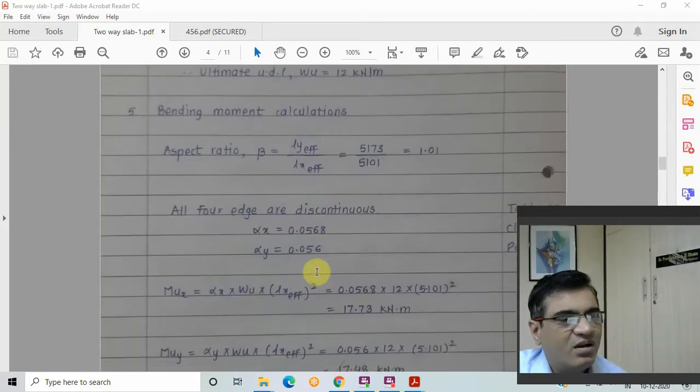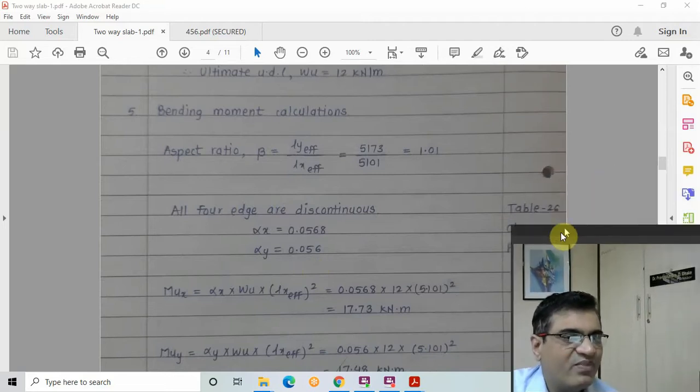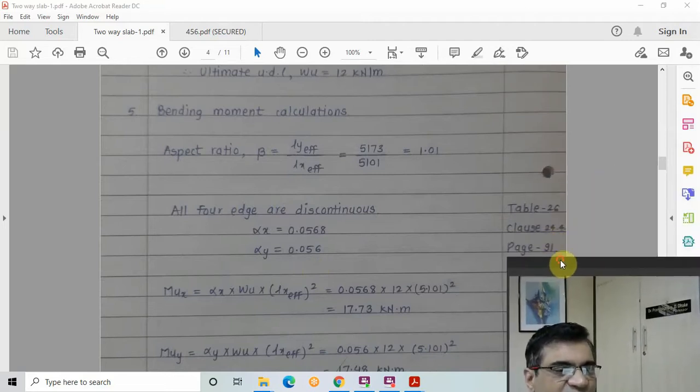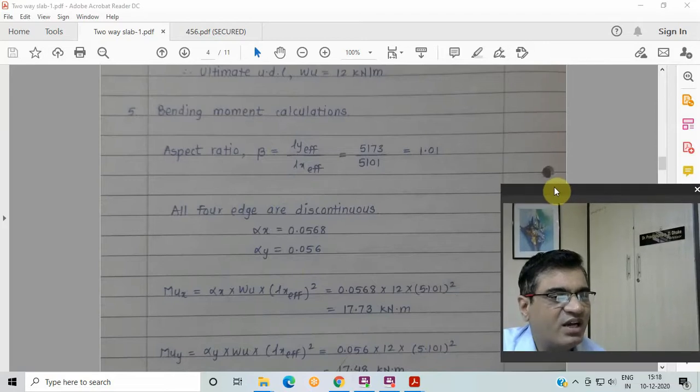Now after load calculation, it is necessary to calculate moments. Since it's a two-way slab, we have to calculate two moments. One is along x direction and the second one is along y direction. So for that we need the aspect ratio. We'll consider beta as the aspect ratio, which is nothing but the ratio of long span to short span. So Ly effective divided by Lx effective. In the previous step we already calculated the effective spans, and the aspect ratio is coming as 1.01.